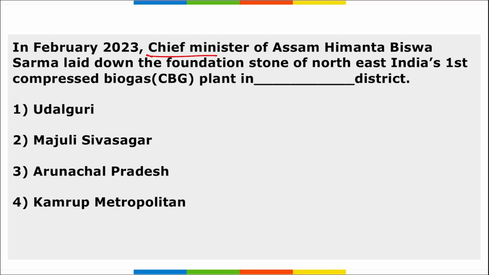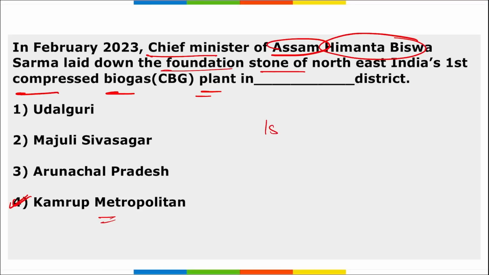Next is Chief Minister of Assam Himanta Biswa Sharma laid the foundation stone of North India's first compressed biogas plant. In which district? This will be in the Kamrup Metropolitan District of Assam. All right, and this is the first compressed biogas plant of Northeast India.